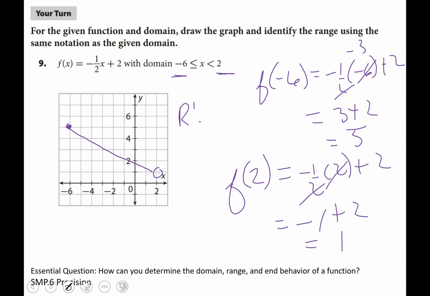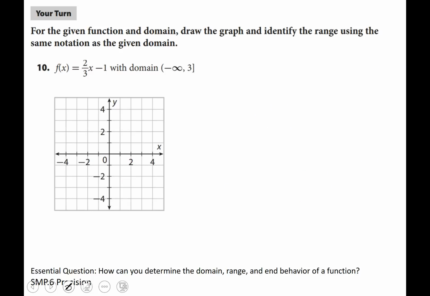Okay. So my smallest y value is actually here. So I'd actually want to start with the 1. The 1 is an open circle, so it's not included, so it's just a less than. And then it goes all the way up to that 5, so it ends here at this y value, but that one is included, so it gets an equal to sign.